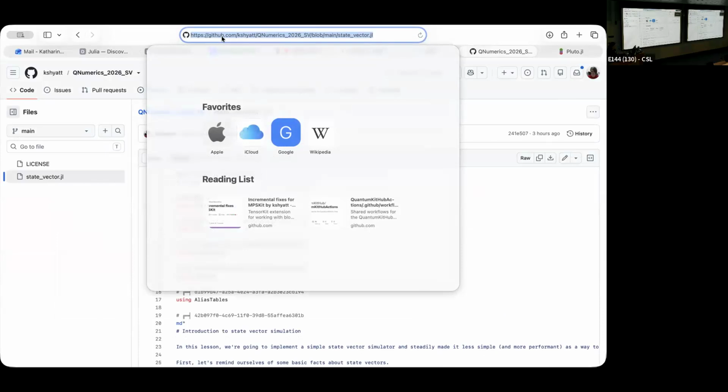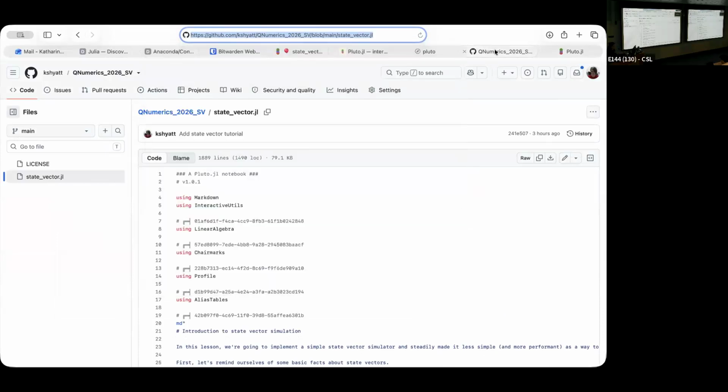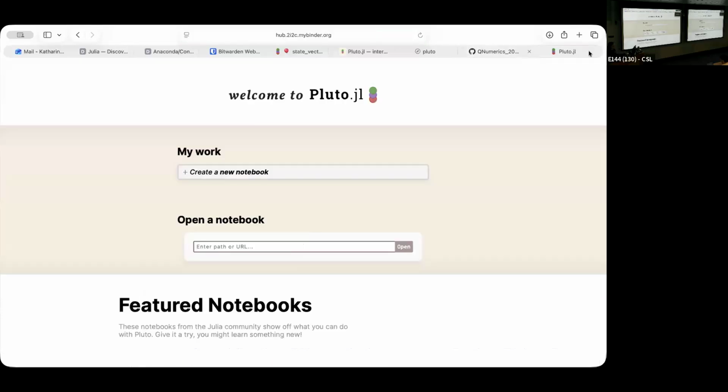If we're using it locally, should we clone? You don't have to actually. If you're going to use it locally, it says open a notebook, enter path or URL. So you can also just enter the URL in there.